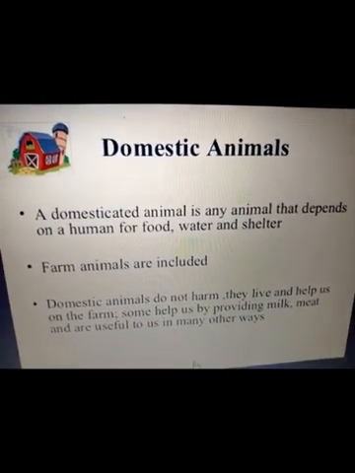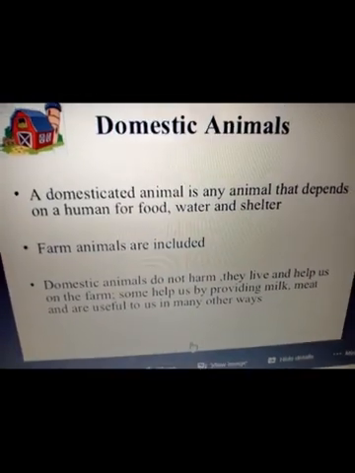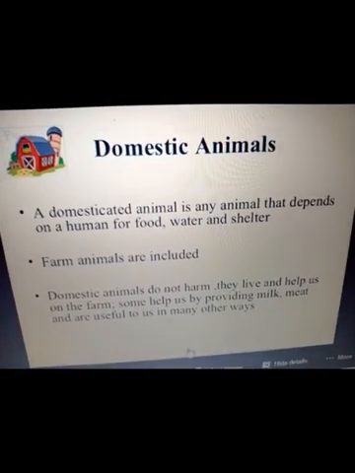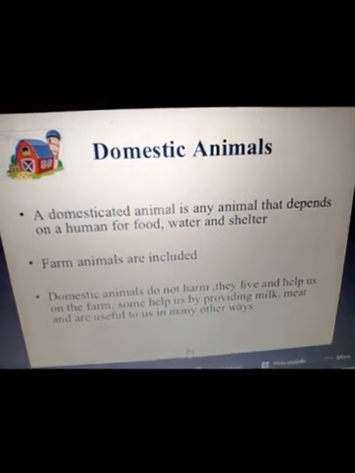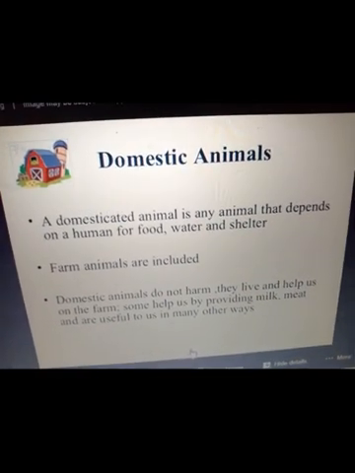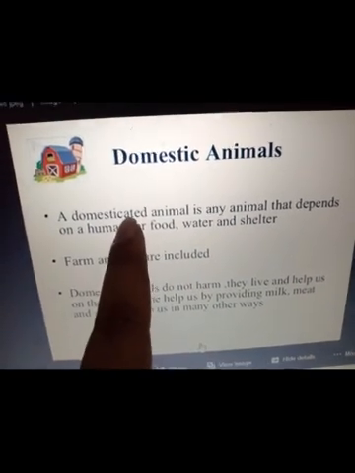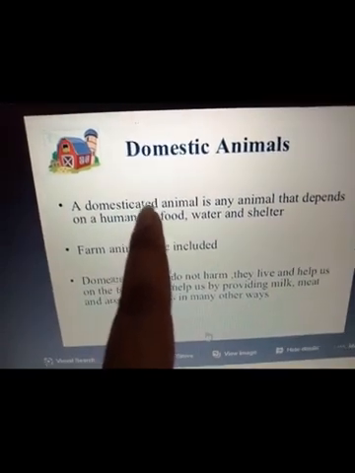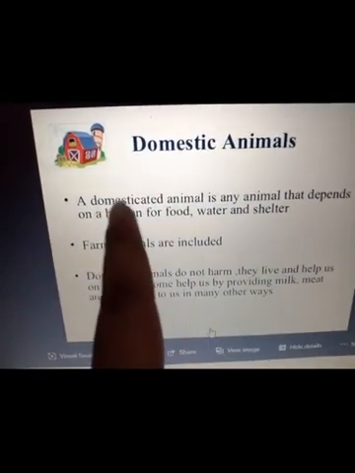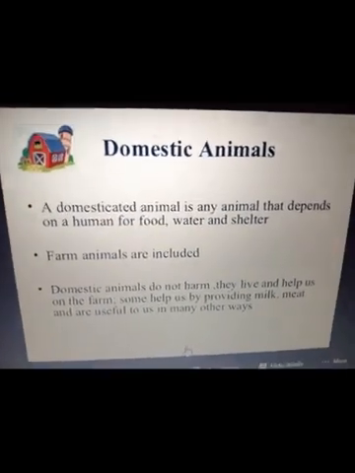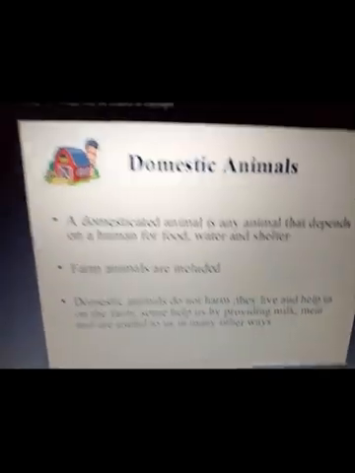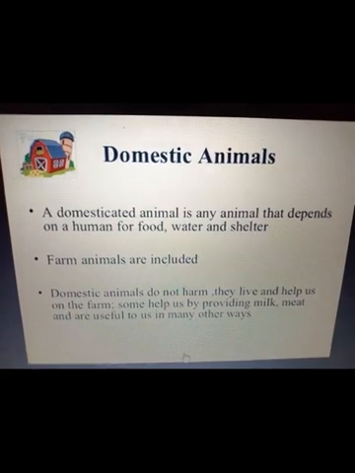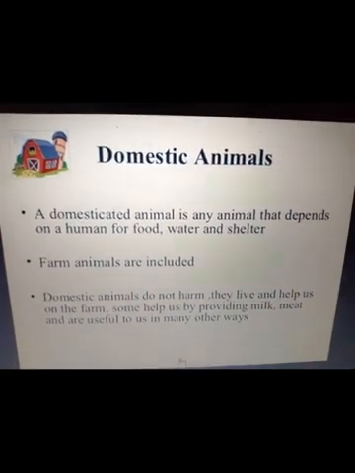Our next topic is animal shelters built by human beings. So human beings create shelters for some domestic animals. Now what are domestic animals? A domestic animal is any animal that depends on a human for food, water and shelter. That means their shelters are also made by human beings.